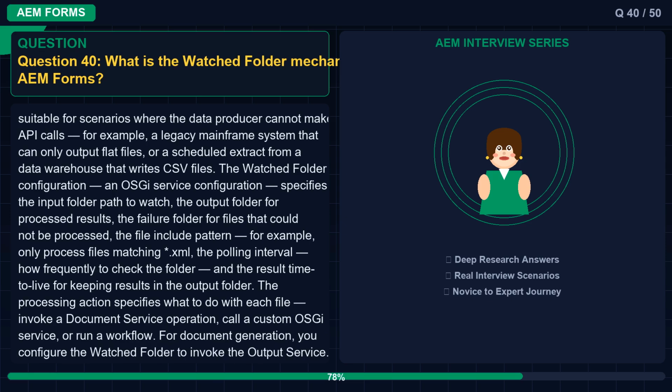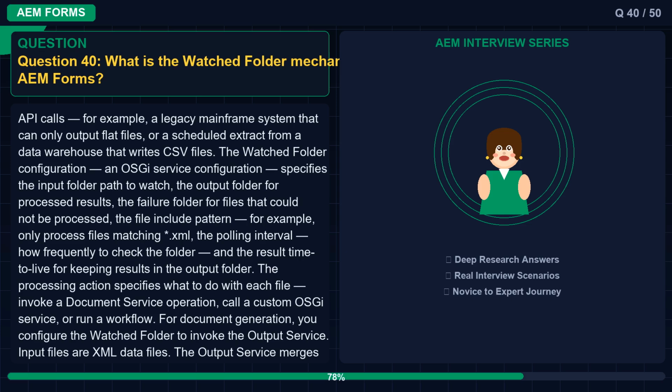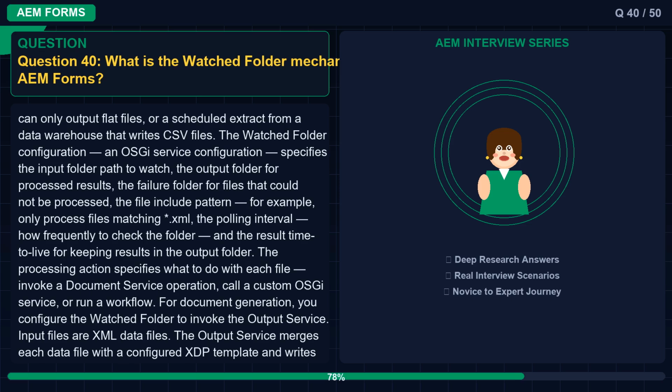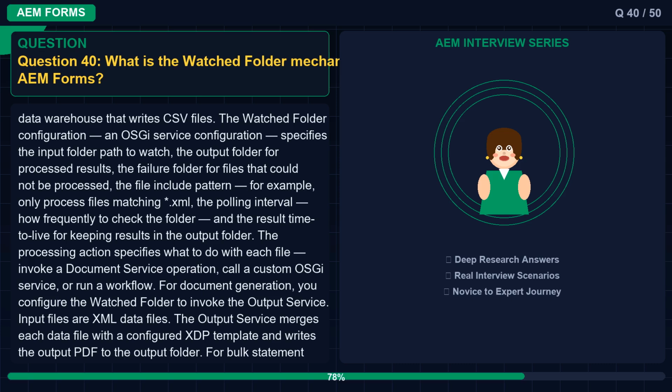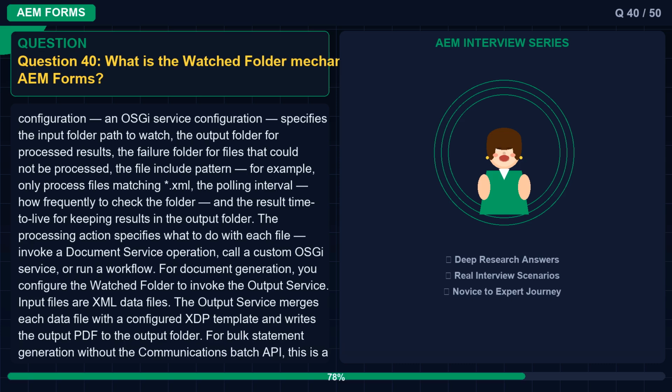The watched folder configuration, an OSGi service configuration, specifies the input folder path to watch, the output folder for process results, the failure folder for files that could not be processed, the file include pattern, for example, only process files matching *.xml, the polling interval, how frequently to check the folder, and the result time to live for keeping results in the output folder.